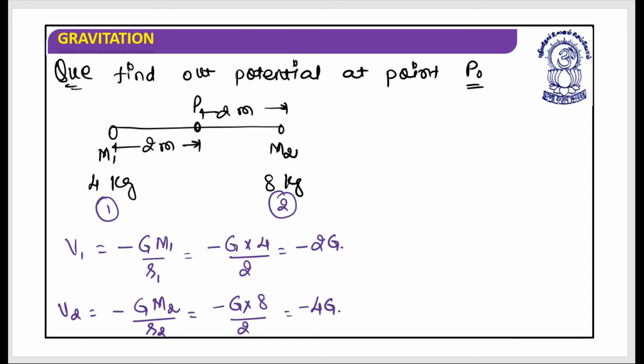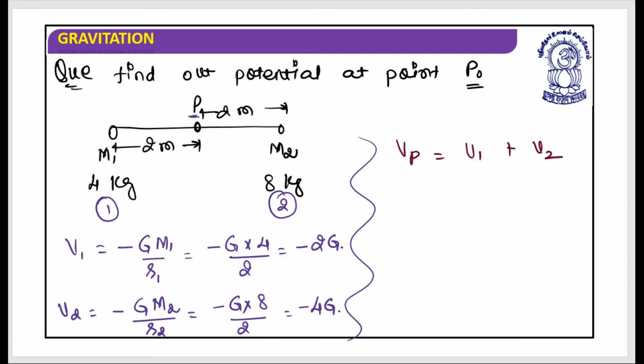Now what do you want? You want the potential at this point. It is not a vector, it is a scalar, so you don't need to bother about the direction, whether it would attract, whether it would repel, or positive x, negative x. Forget all that when it's a scalar. So here it's just the addition of these two.